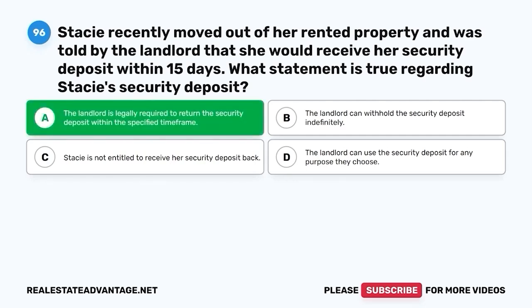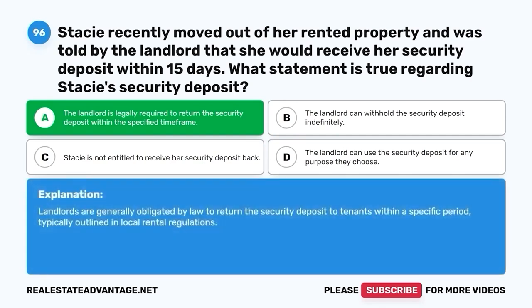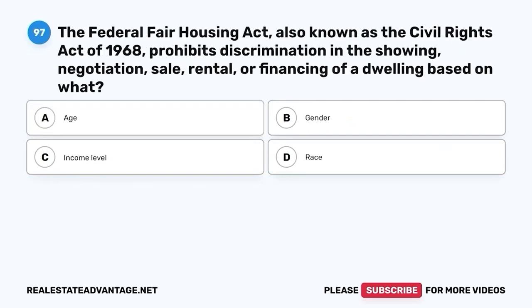The landlord is legally required to return the security deposit within the specified time frame. Landlords are generally obligated by law to return the security deposit to tenants within a specific period, typically outlined in local rental regulations.